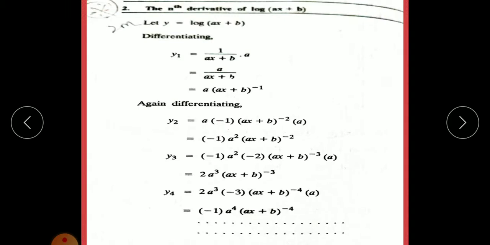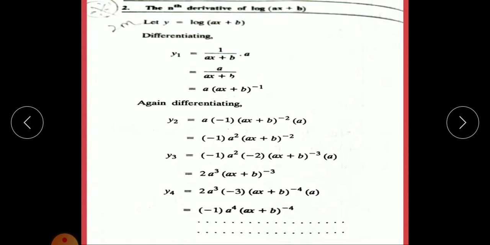See here, the nth derivative of log of ax plus b we are going to find. So let us take this as a function y equal to log of ax plus b. Now we are differentiating with the first derivative, that is y1. So it will become 1 by ax plus b into, we are differentiating with respect to x, so a will come. Now a divided by ax plus b. This can be written as a into ax plus b taken to the numerator, so it will become the inverse, minus 1. Again we are differentiating y2, that is a into minus 1 into ax plus b the whole power minus 2 into, with respect to x, a will come. So this can be written as minus 1 into a squared into ax plus b the whole power minus 2.